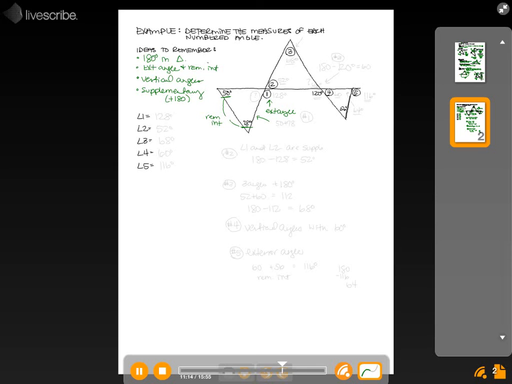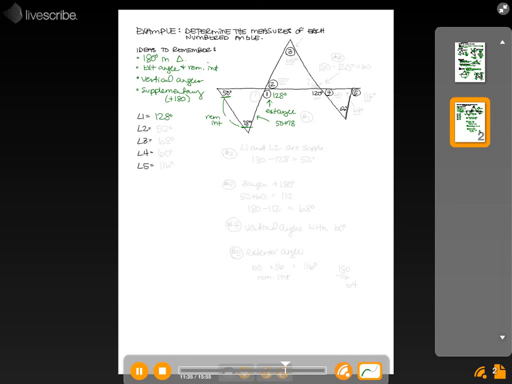So according to that idea, that theorem that we just talked about, the exterior angle is equal to the sum of the two remote interior angles. So we could say 50 plus 78, that is 128. That would be angle 1. It's one way to find it, okay? It's the easiest way to find it.